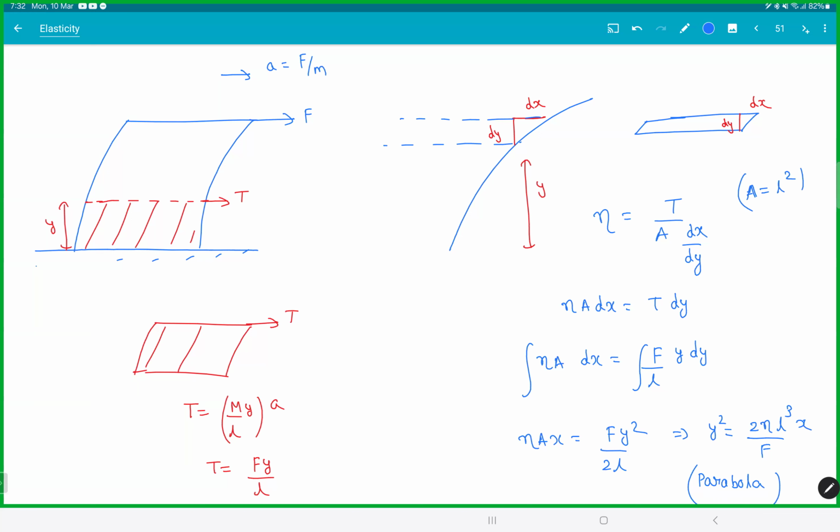So I took a thin strip. I found the tension in the thin strip, and for that thin strip, let the displacement be dx horizontally for a width of dy. Substitute there, and you're done. Is this clear, everyone?